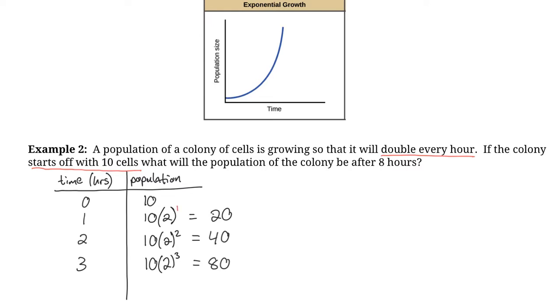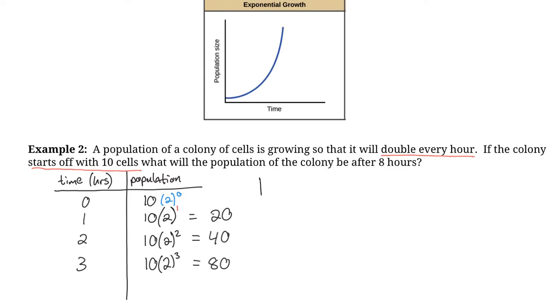And at hour 0, well, if we wrote this 2 to the power of 0, well, anything to the power of 0 is just 1. So this is just 10 times 1, which is just 10. So we can use this to model this situation. So we need to come up with an equation.